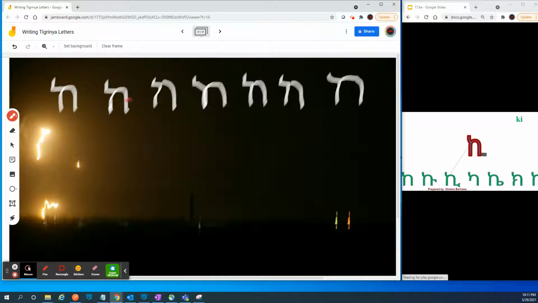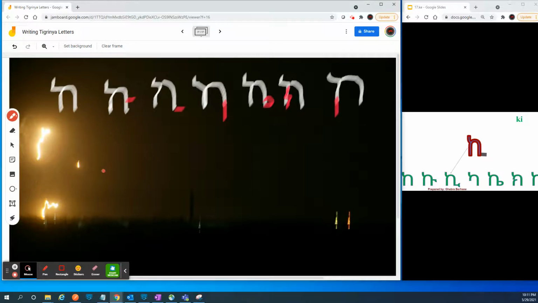If I add this line here, it reads Ku, Ki, Ka, Ke. This one is a little bit different. You have to make a zigzag here and finally Ko.